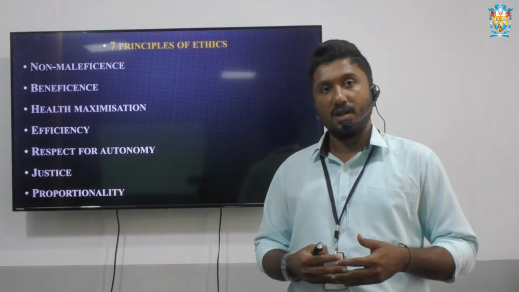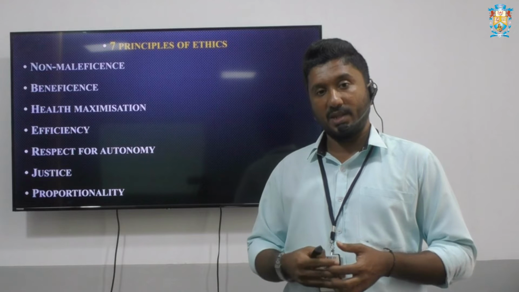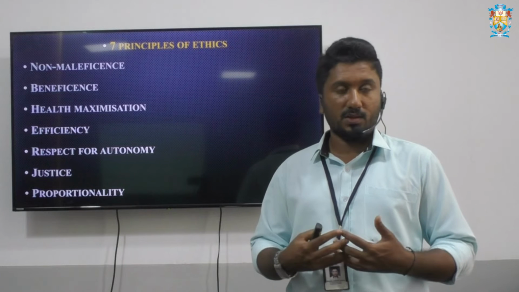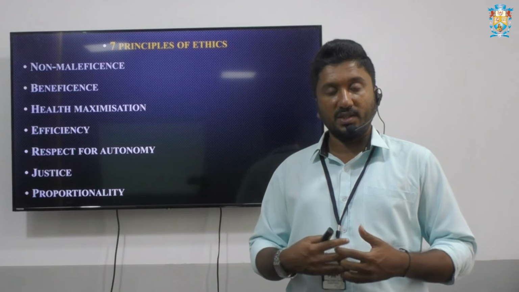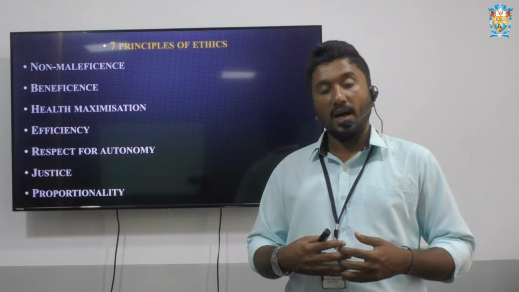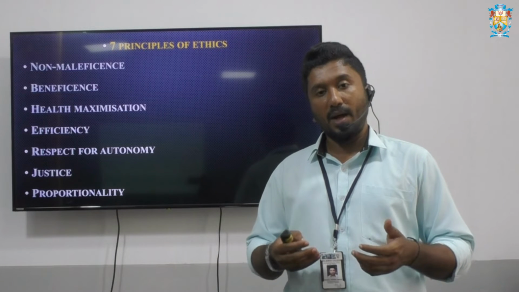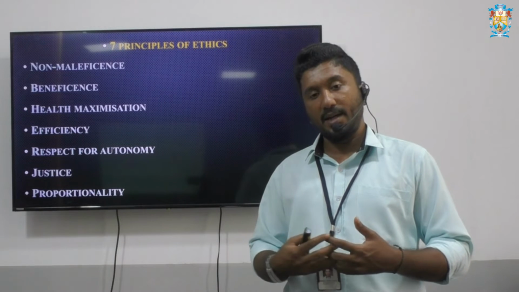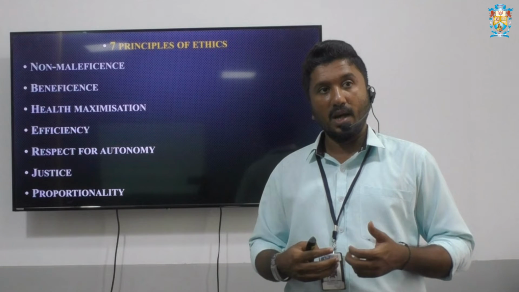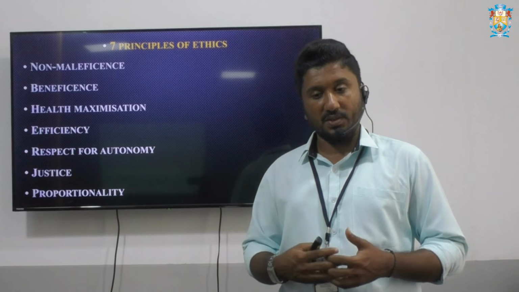Health maximization refers to that of the collective community or society. The principle underpins the spirit of public health ethics. Efficiency. What is efficiency? Efficiency is a concept arising out of and defended by normative arguments. Respect for autonomy implies acknowledging that autonomous agents are entitled to hold their own viewpoints, and are free to make choices and act voluntarily according to their values, beliefs and preferences.